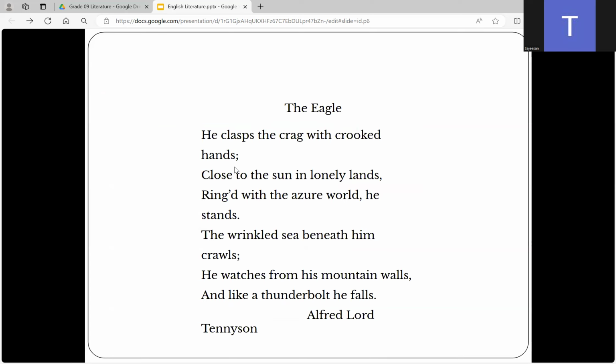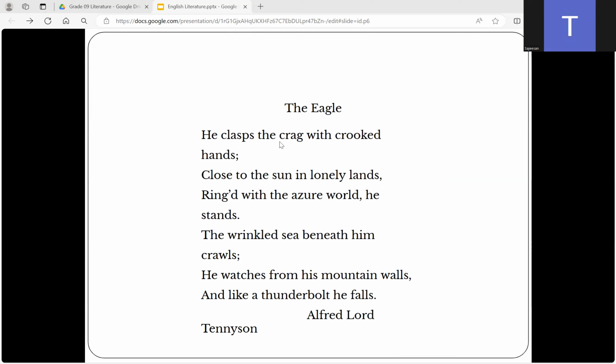Here you can find something from the poem Eagle that we have been discussing, right? Yeah. Right. Can you read the poem?